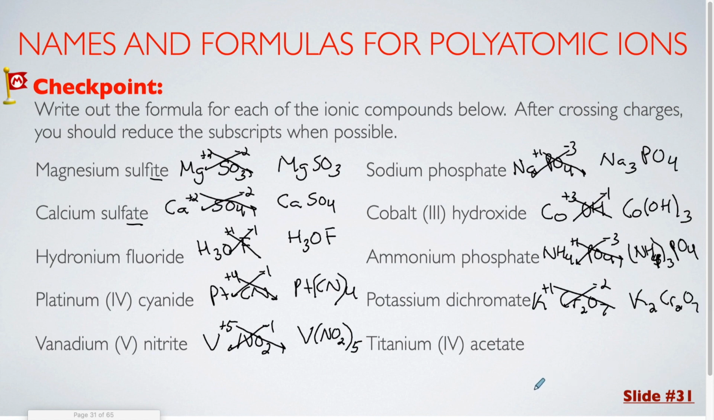In our final example, we have titanium, which has a +4 charge. Titanium has more than one charge, so we're given that charge in the parentheses. Acetate is C2H3O2. This is a polyatomic ion which has 3 types of atoms inside of it. This has a -1 charge. I'm going to crisscross down. So I'm going to have one of the titaniums. The C2H3O2 is all going to be in parentheses, and there's going to be 4 of that.